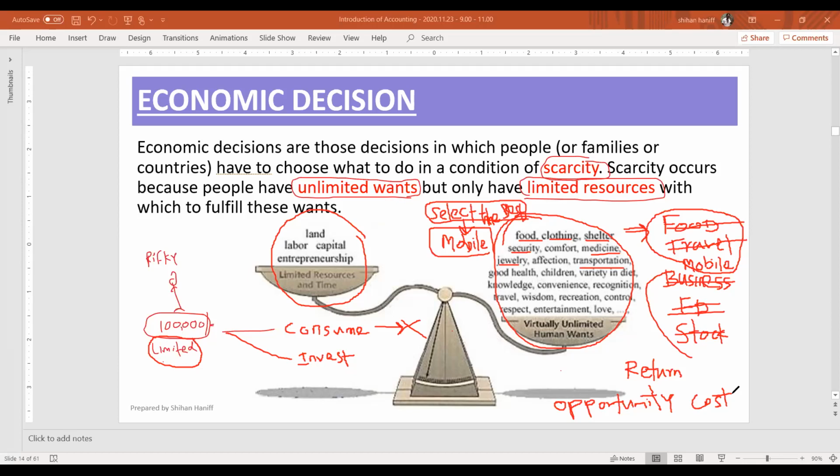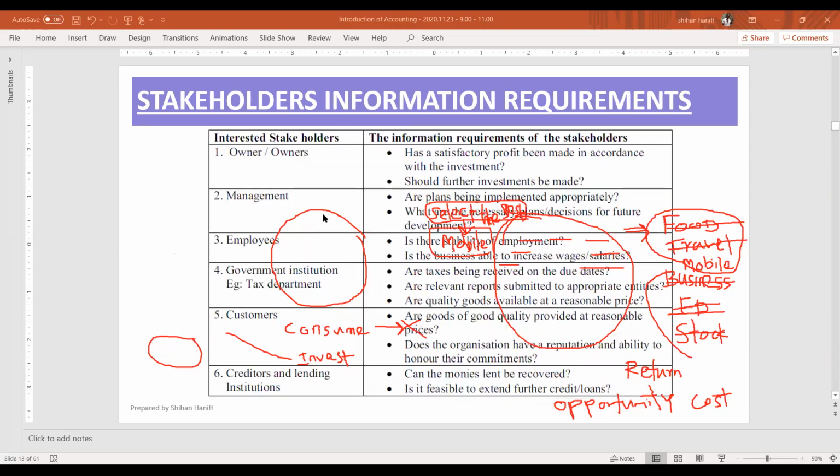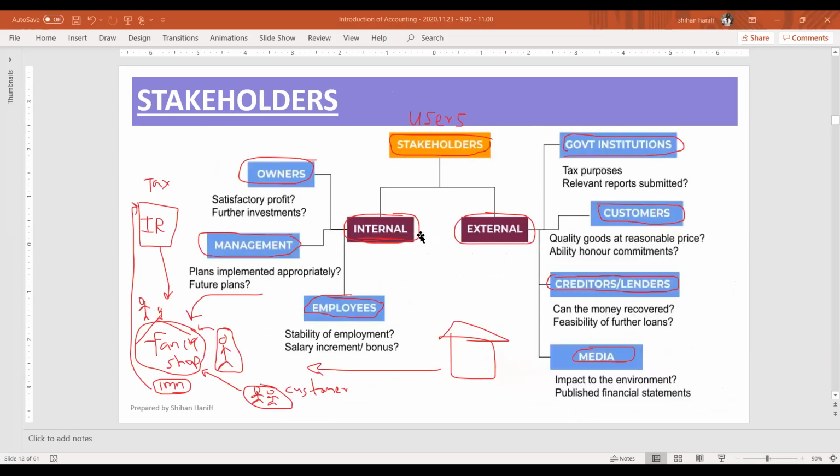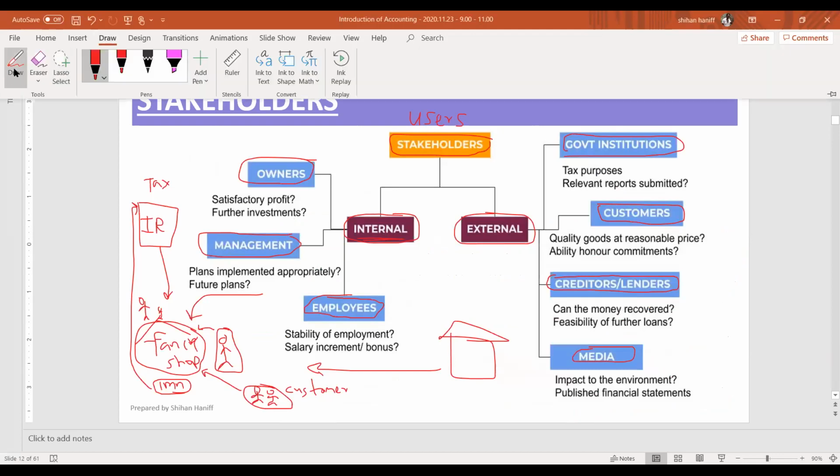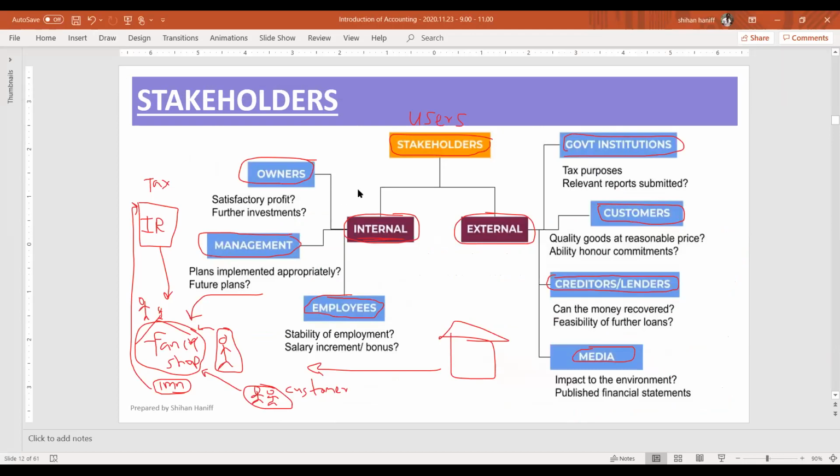I hope it's clear. Opportunity cost, economic decision. So all these stakeholders make decisions. It is not a normal decision. It is called an economic decision, one that gives the highest benefit.